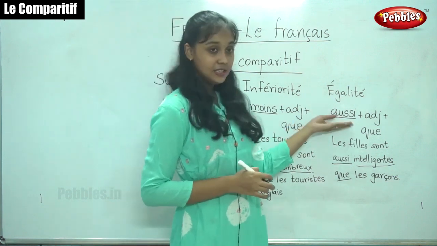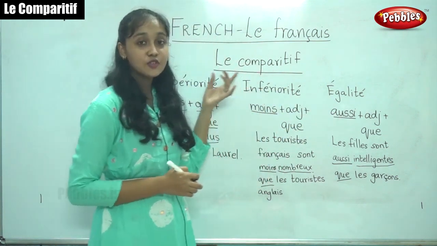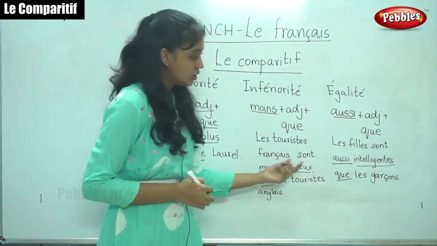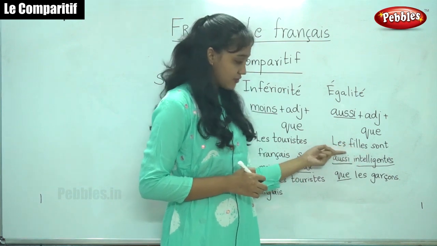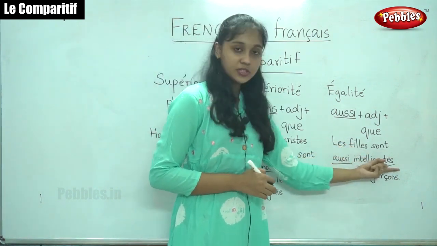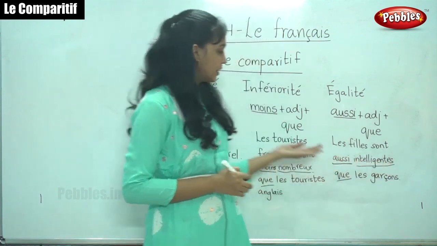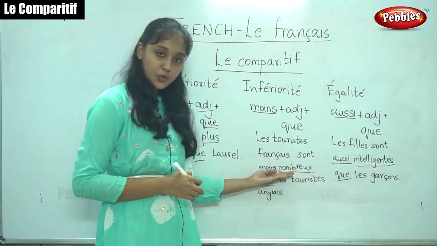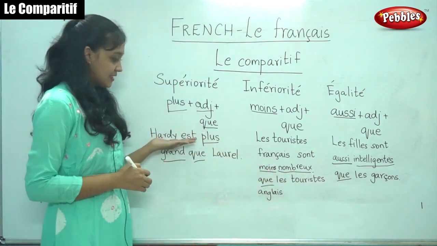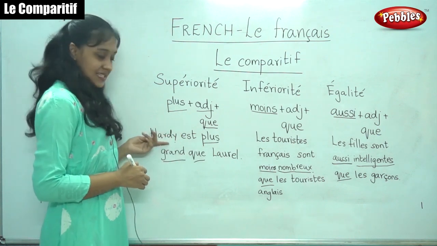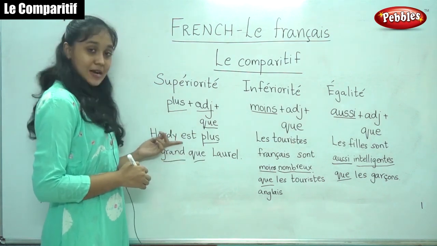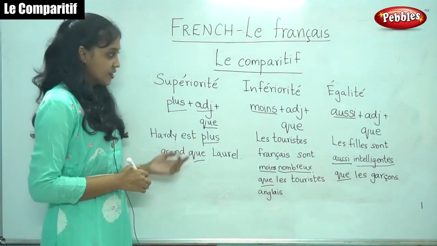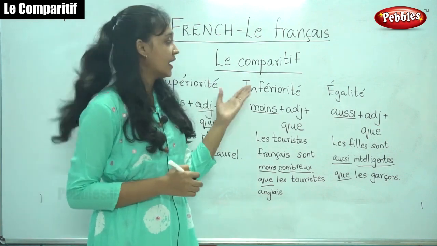So when writing the comparison, we always have to see that the adjective agrees with the noun. For the last sentence, it was feminine plural, so we wrote it in the feminine plural form. In the previous sentence, it was plural, so we wrote it in the plural form. And in the first sentence, since the subject was singular and masculine, our adjective was also masculine singular. So I hope you understood how we write the comparison.